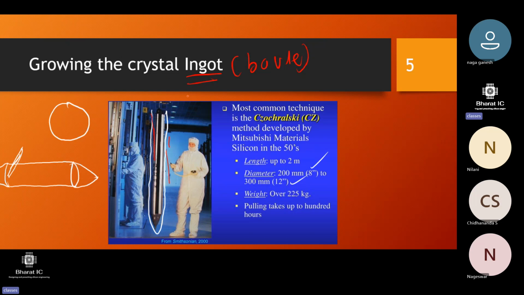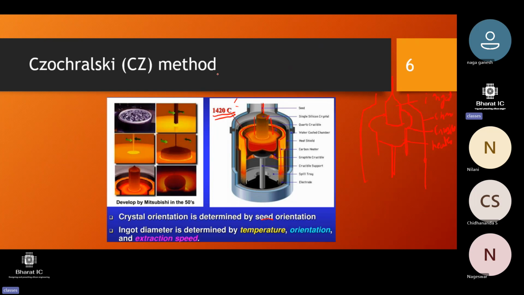So this is called a crystal ingot. How is it made? It is made using the Czochralski method. In the Czochralski method, these are the steps to be followed. This is the ingot, the chamber is there, then the crystal, and the heater. Which kind of heater? It is called a carbon heater. Then the spill tray is there; these are all the specifications.